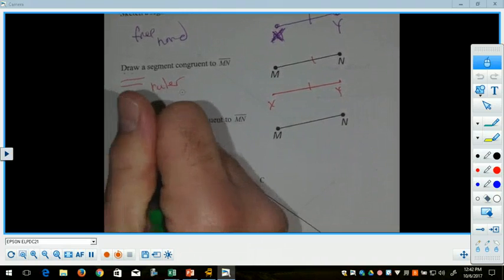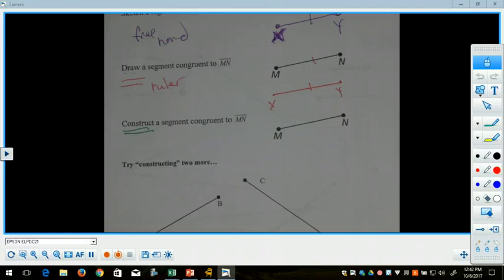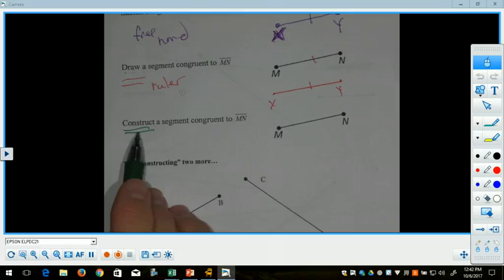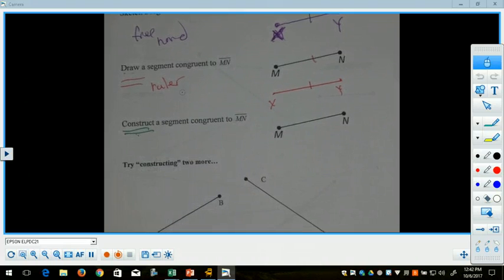Lastly, I'm going to construct, and each of you should have 1 compass per desk that you can share with the person sitting next to you. There are some extras in that back table, so if you're at a desk where there's a lot of people, like there's a full table there, feel free to help yourself to one of those. Just put it back when you're done. Constructing a segment congruent to MN requires me to use my compass.